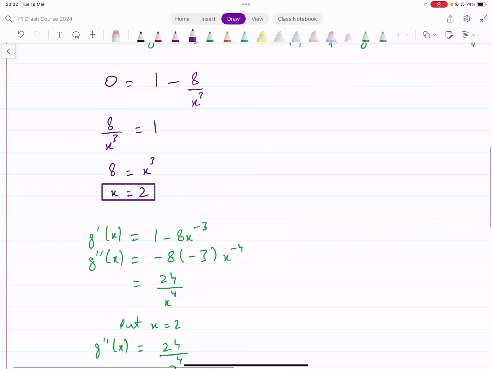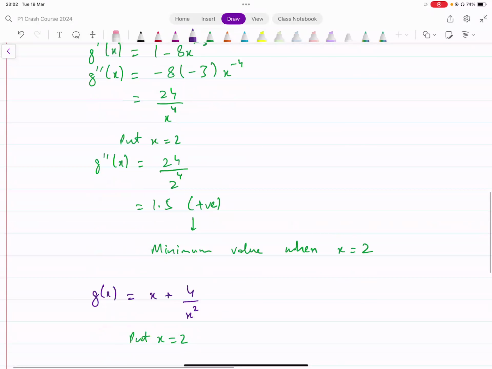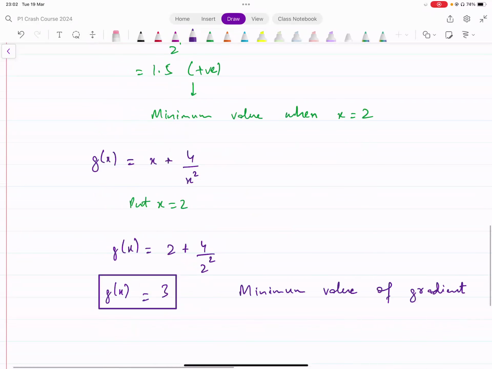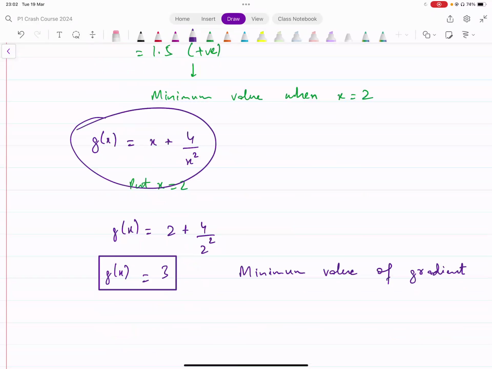How do you find that minimum value now? Put that value of x, that's 2, back in the equation. And that gives you the minimum value of the gradient as well. And that is what we were looking for here. Any questions on this? Is this process clear to everyone?